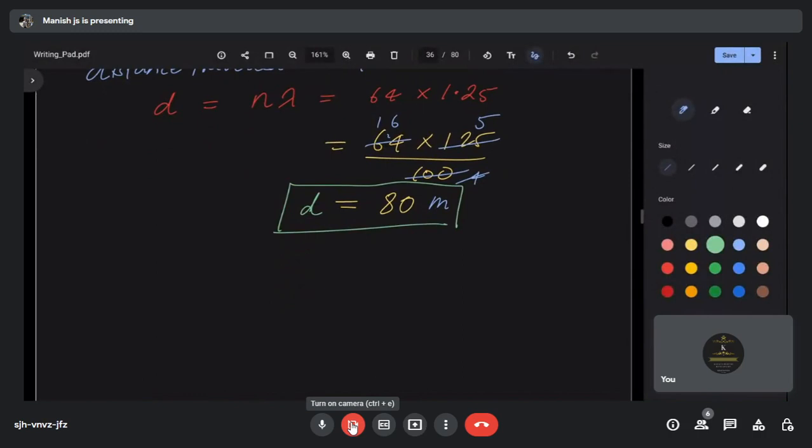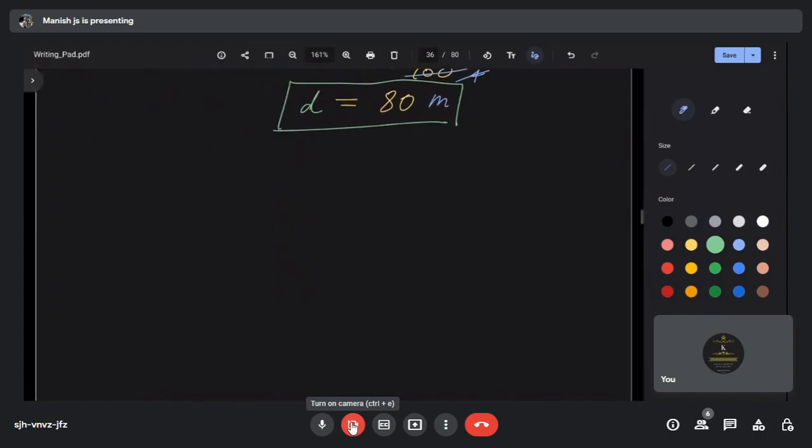சரிங்களா? Okay. So this is what we understand from this. So now we are moving on to the next concept. What is the velocity of the transverse waves? அடுத்த concept போலாம்.